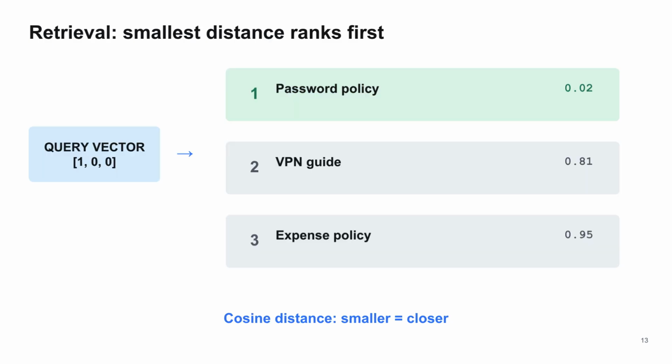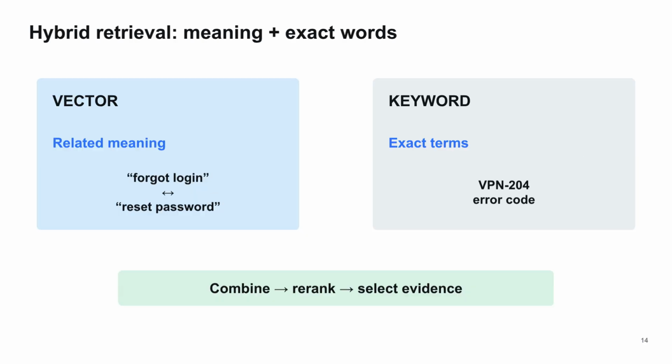pgvector compares the question vector with each stored chunk vector. Each comparison produces a distance as a number shown on the screen. The system sorts from the smallest distance to the largest. Here, the password policy ranks first because the question was about the password. Distance is useful for ordering. It is not automatically a confidence percentage, but of course it helps.